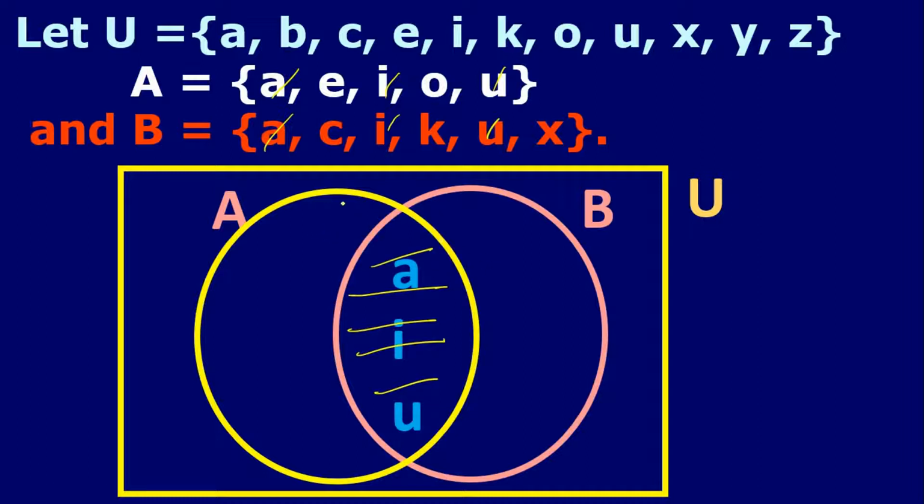Next, the remaining elements in A. The remaining elements in A are E and O. And the remaining elements in B are C, K and X. So C, K and X are the remaining elements in B.